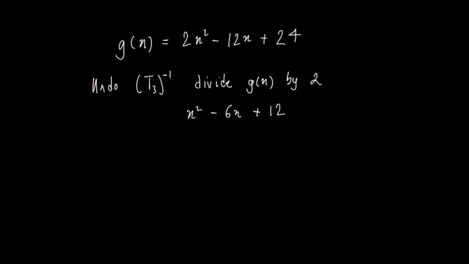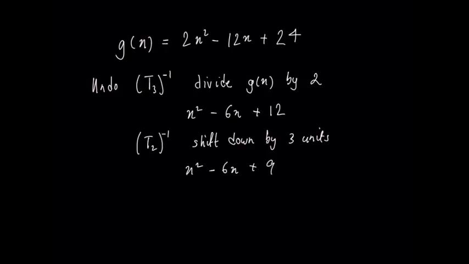The next step is to apply the inverse transformation of T2. T2 was to translate vertically by plus 3 units. So in order to undo this, we need to shift down, translate down by 3 units. So when we apply that, we'll get x squared minus 6x plus 9, which we can write as (x minus 3) all squared. So after applying that, let's just write that out again, (x minus 3) all squared.